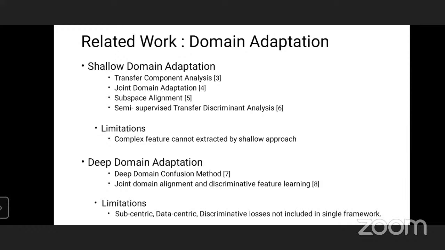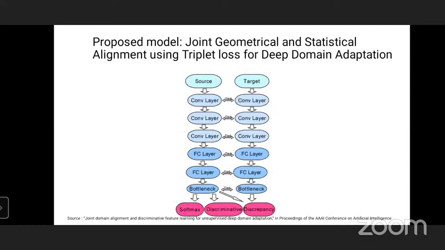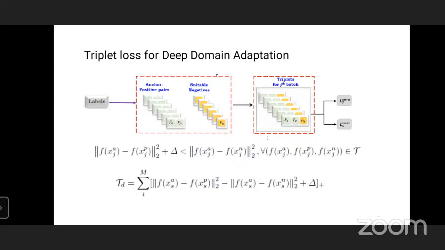To overcome these two drawbacks, what we propose is joint geometrical and statistical alignment using triplet loss for deep domain adaptation. Our major network, in the existing method, is a two-stream CNN network. In this two-stream CNN network, we provide the source domain information and target domain information to the CNN at the same time, and we identify the losses and criteria. Based on the losses available, we implement this case.